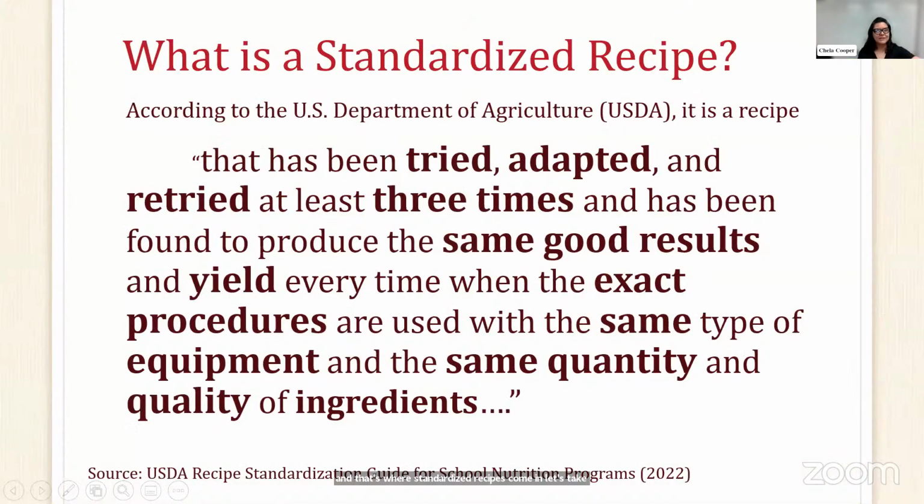Let's take a moment to look at the USDA formal definition for a standardized recipe. A standardized recipe is one that has been tried, adapted, and retried at least 3 times and has been found to produce the same good results and yield every time when the exact procedures are used with the same type of equipment and the same quality and quantity of ingredients. You'll see this definition right in the beginning of the new USDA guide.